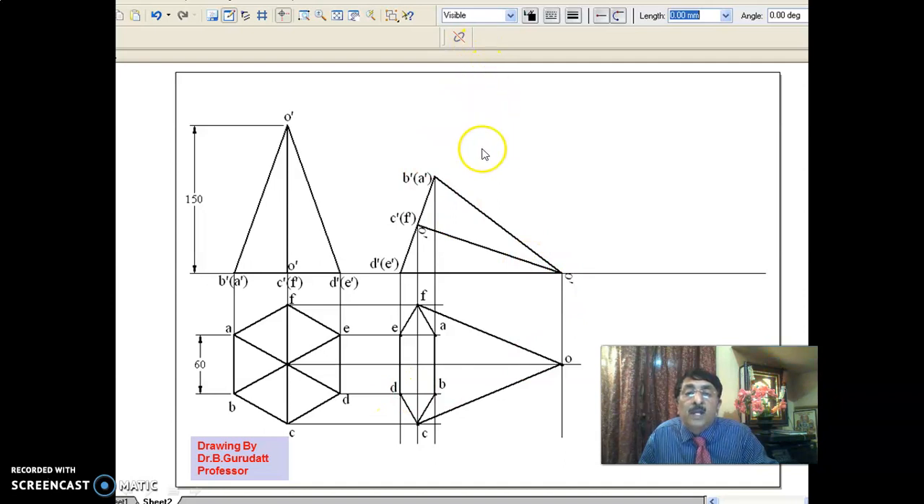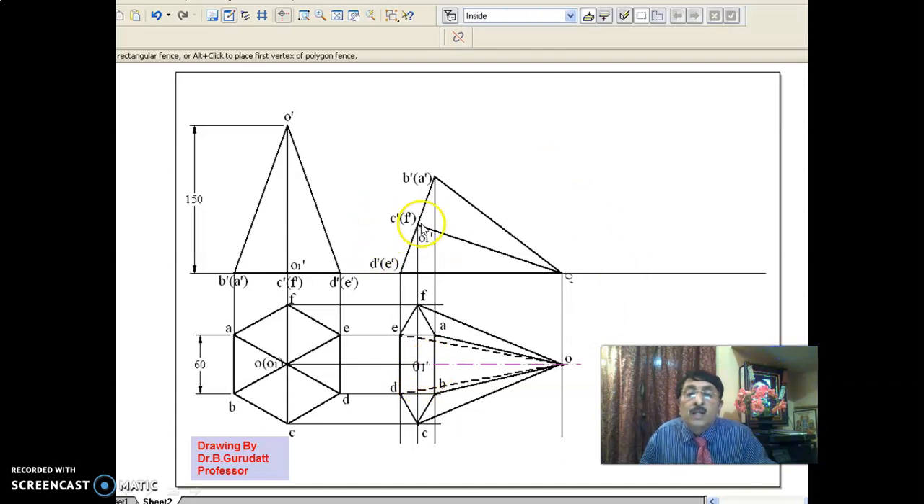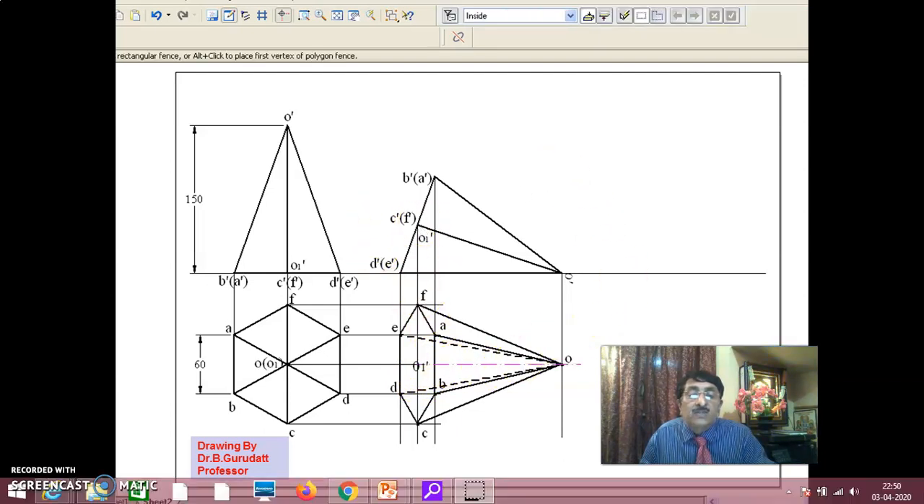Observer is looking from here. OB and OA are near edges. Darken it. OD and OE are faraway edges. Make it invisible. That is, OA and OB are darkened and OD and OE are faraway edges, which you make dark dotted, invisible. Show the axis also. Take the projectors and draw the axis.